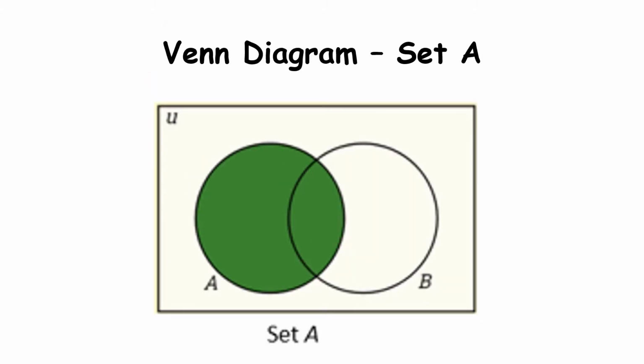This might seem a little bit basic, however, it's something that students do tend to get wrong. This is set A. Set A is the full circle. Often students leave out the intersection, which is incorrect. So set A is the full circle of A.